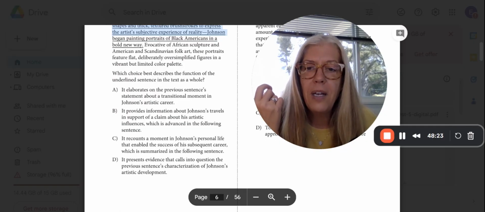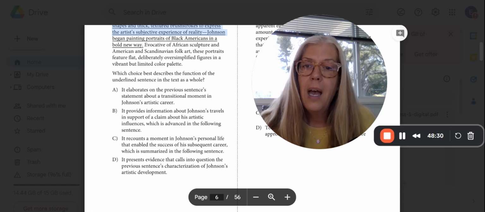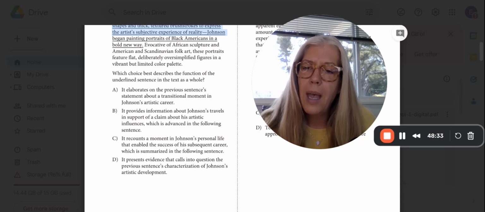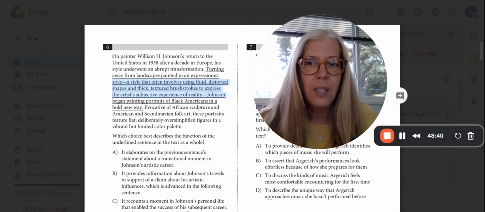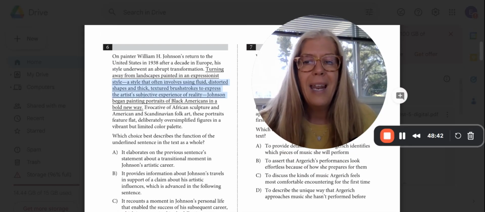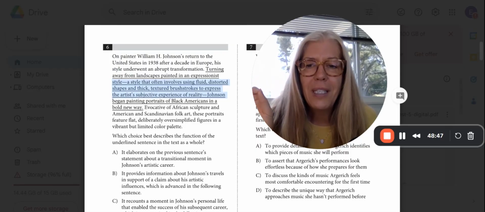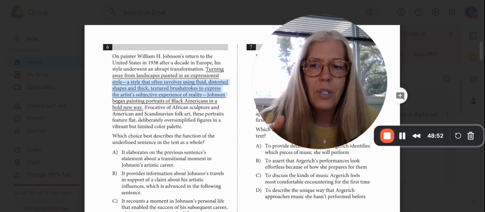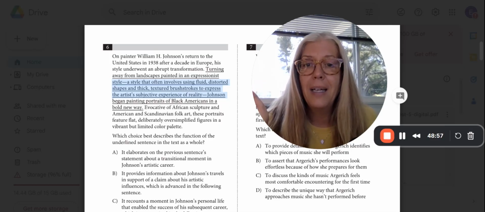Or D, it provides evidence that calls into question the previous sentence's characterization of Johnson's artistic development. Okay, let's look at A or D. It provides evidence that calls into question. Oh, it's not doing that. It's providing support. M dashes are providing support about the subject just before, and A is the epitome, the perfect example of an M dash, the definition of an M dash. It elaborates on the previous sentences. So A has to be.